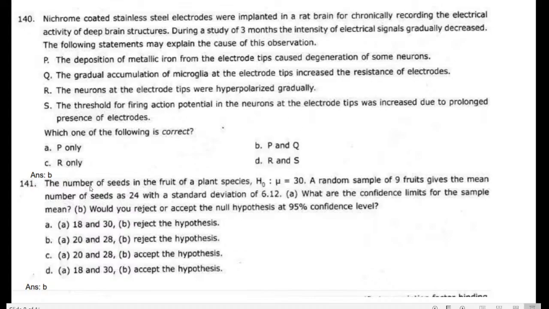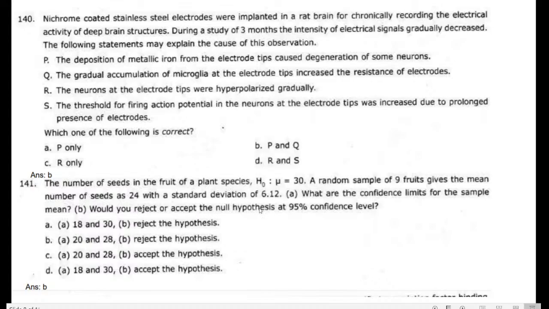Another question is the number of seeds in the fruit. This is a very easy and interesting question. It's a sum based question. I have similar questions, and I will send them to the Telegram group, because this is the first question you see, right?